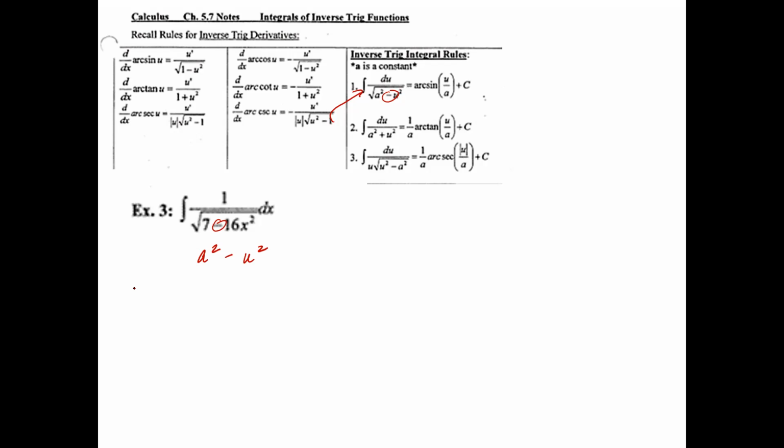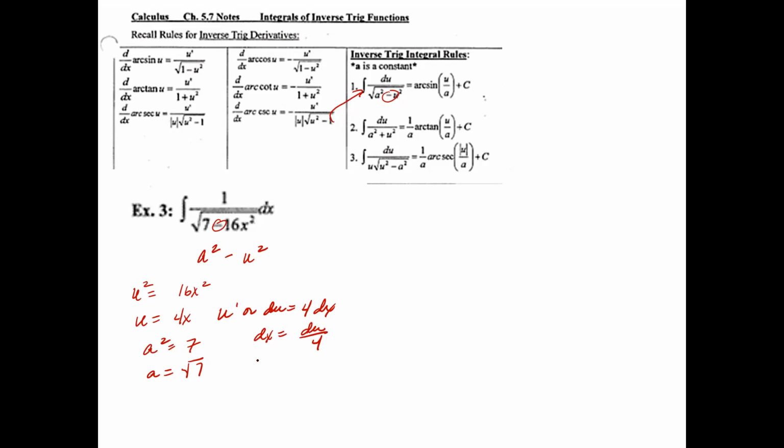So it's pretty obvious that u squared is 16x squared. Sorry, forget the negative. Then u is going to be 4x. Your a squared is equal to 7, so a is the square root of 7. And then you can say, let u be 4x. So then u prime or du is 4dx. So then dx equals du over 4.